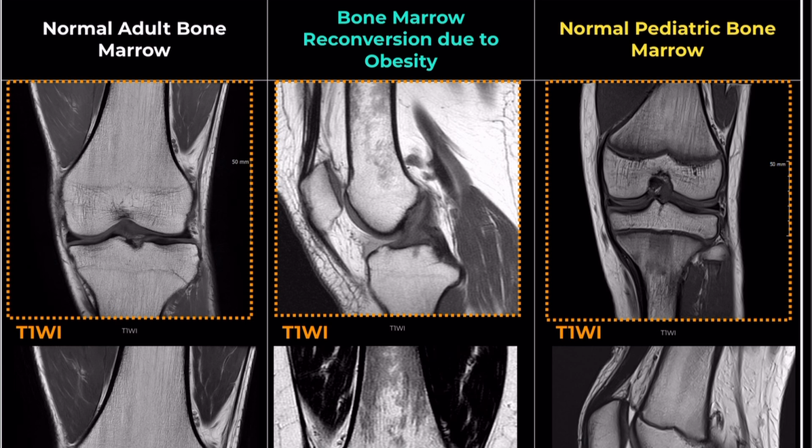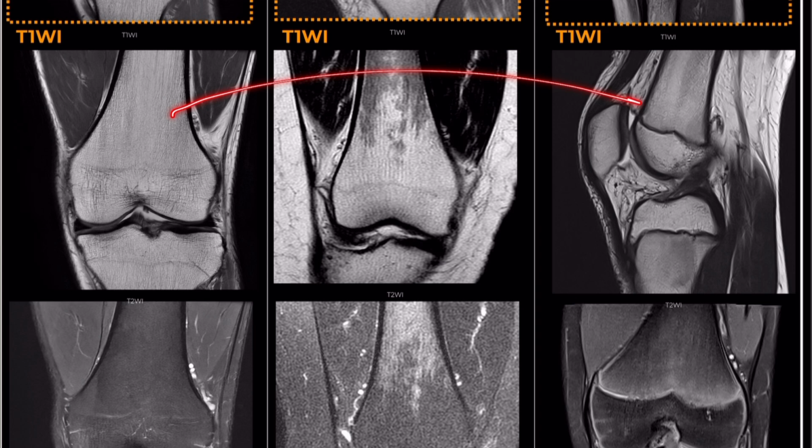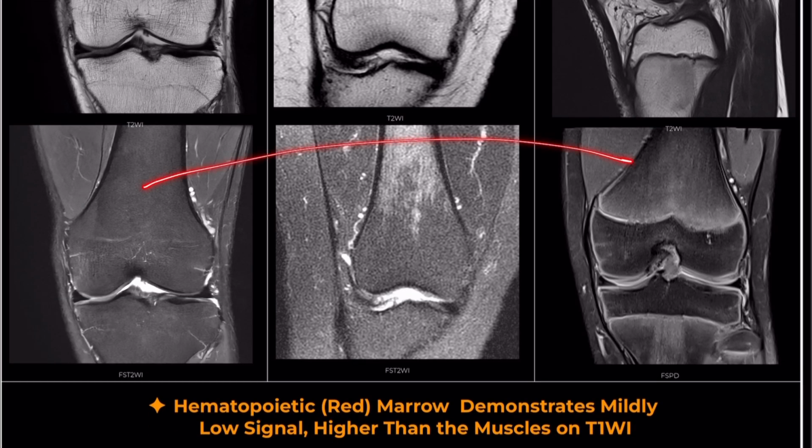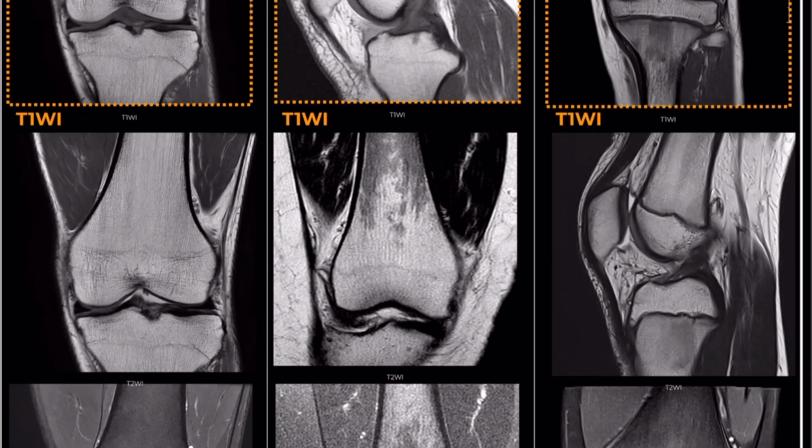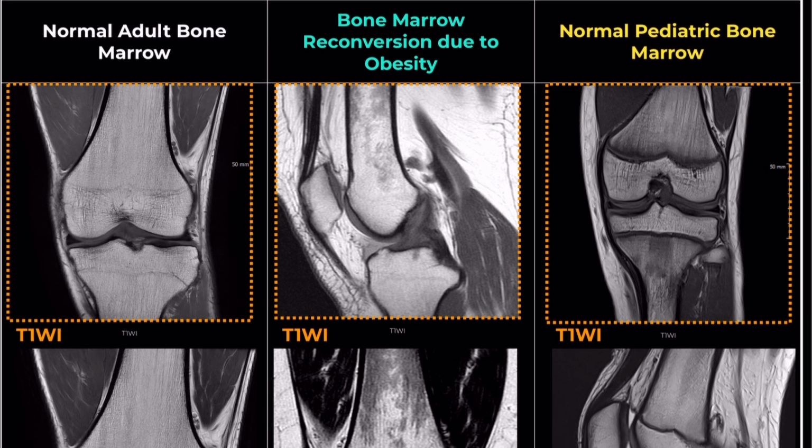Let's begin. We'll examine three types of MRI sequences for each case: T1-weighted images at the top, T2-weighted images in the middle, and fat-suppressed T2-weighted or proton density images at the bottom. Let's start with our first case.